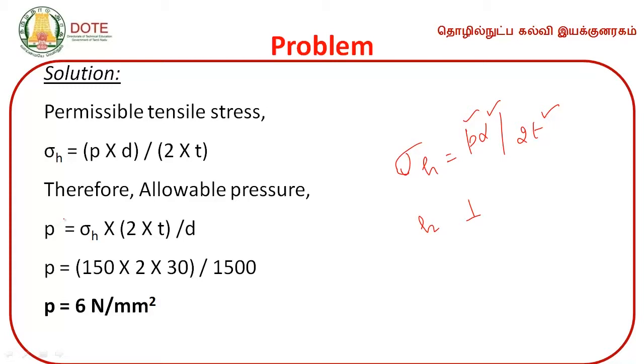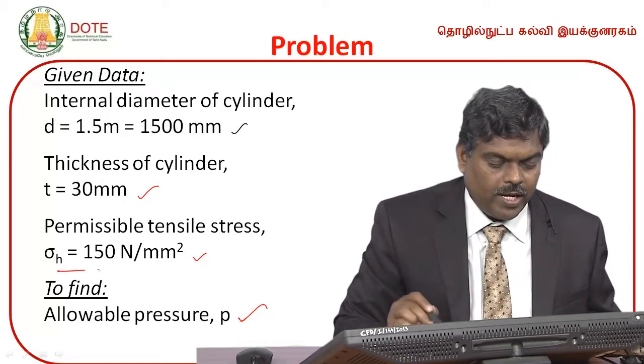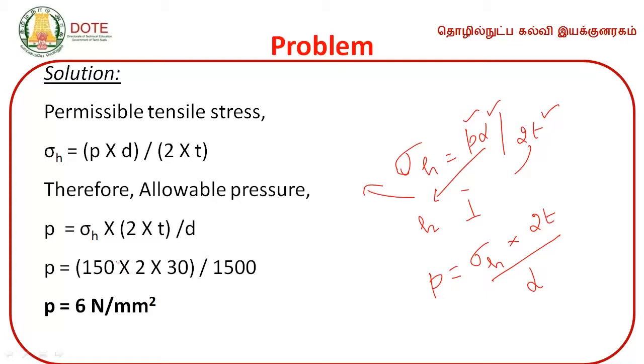From this we can take P. Allowable pressure P is given by sigma H into 2T divided by D. The 2T moves up to the numerator, and D comes to the denominator. So you substitute the value of sigma H. What is the value of sigma H? Sigma H is 150 Newton per mm square.